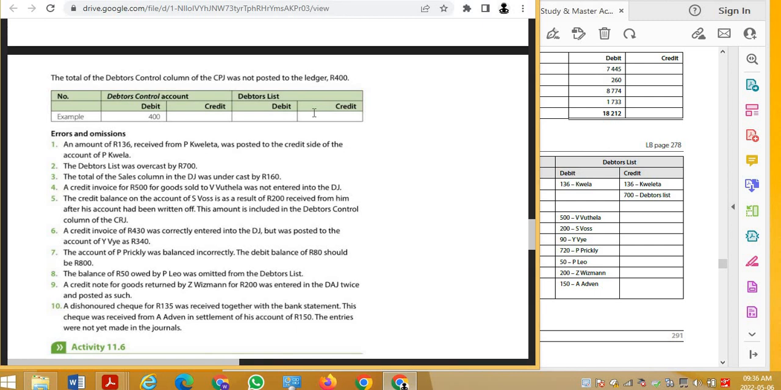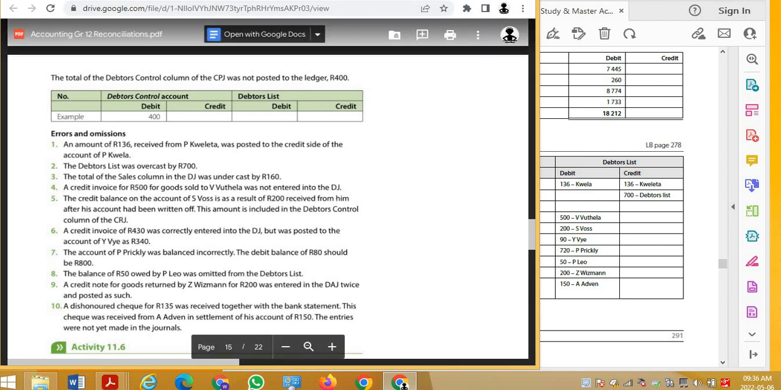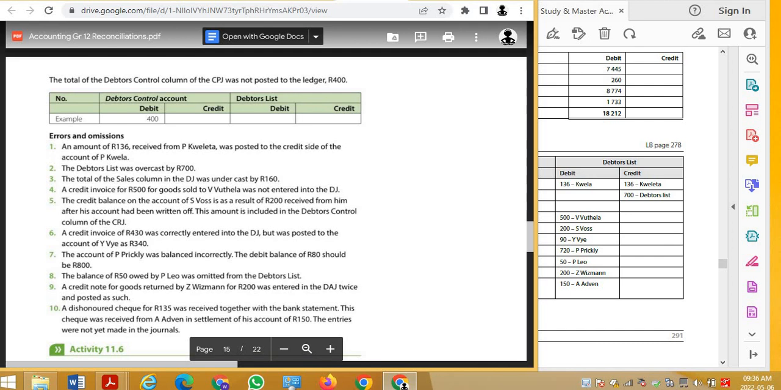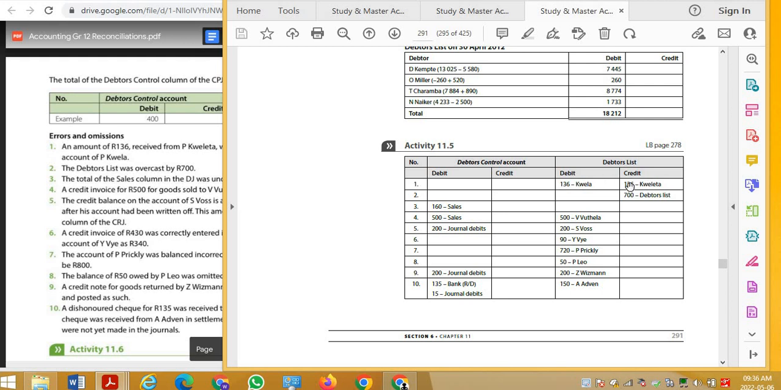Okay, let's start. An amount of 106 received from P was posted to the credit side of the account, which is correct. I don't think we need to do anything for that first one. Somebody gave us money, an amount was received from this person, and was posted to the credit side of the account. Yeah. As soon as we receive money, debtors control gets smaller. And it looks like they do that. It's like they're cancelling each other out. 136 Rand, 136 Rand. I would have just done nothing.